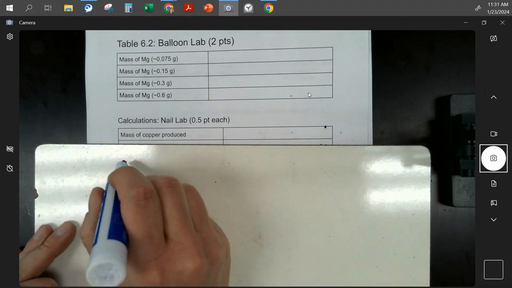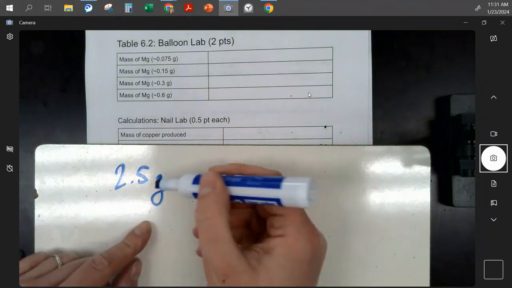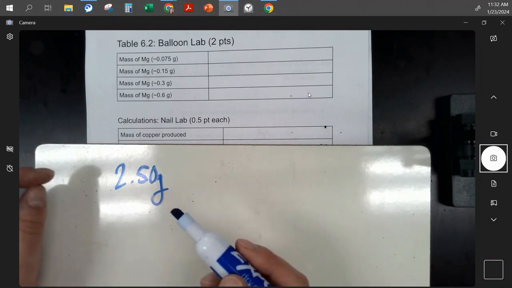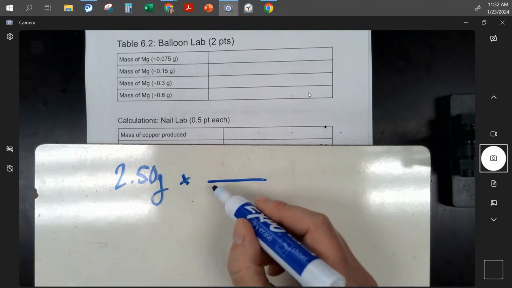You're going to say the mass of your copper. So maybe I had like 2.5 grams. I don't know how much you had. And maybe I want 3 sig figs because my scale read 2 decimal places. So you're saying that you're going to use the molar mass of copper, which is 63.